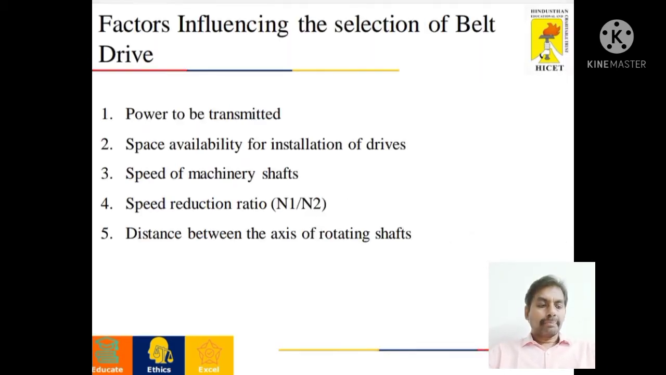Next one is the factors influencing the selection of belt drive. First one is power to be transmitted. Second one is the space availability for installation of drives, and the third one is speed of machinery shafts, and the fourth one is speed reduction ratio N1 by N2, and the fifth one is distance between the axis of the rotating shafts.